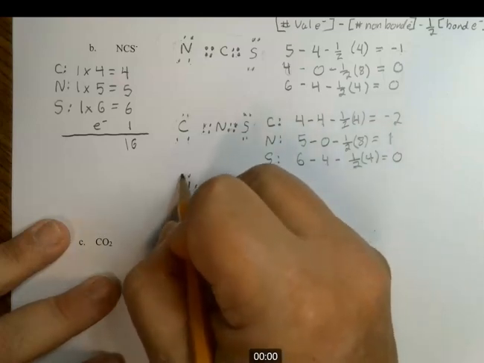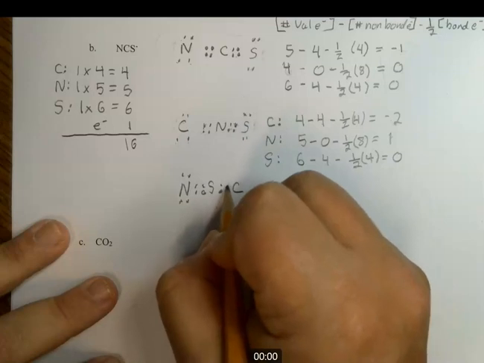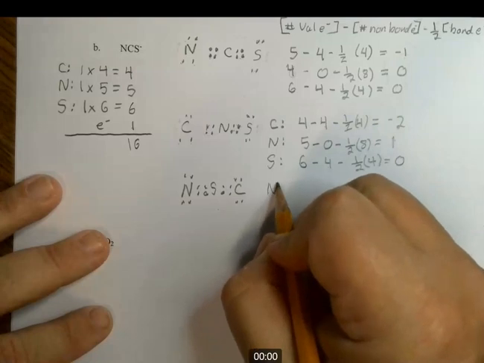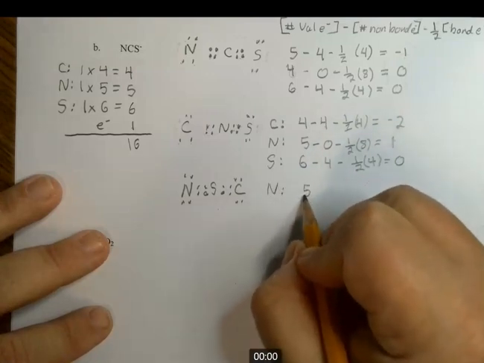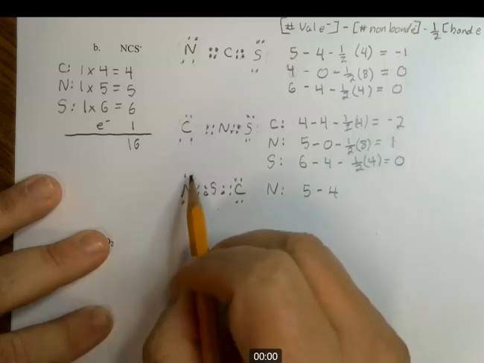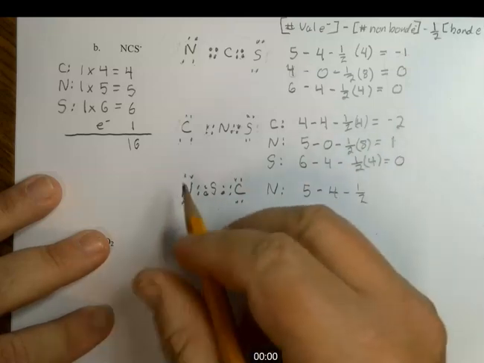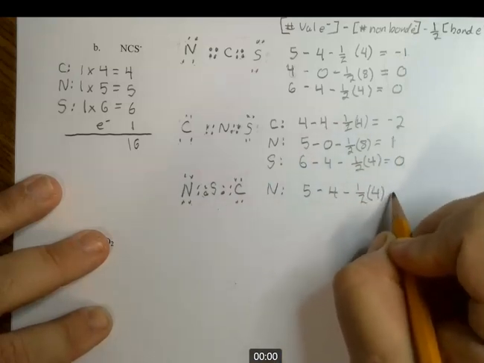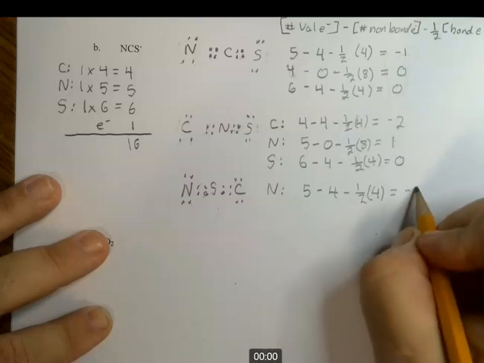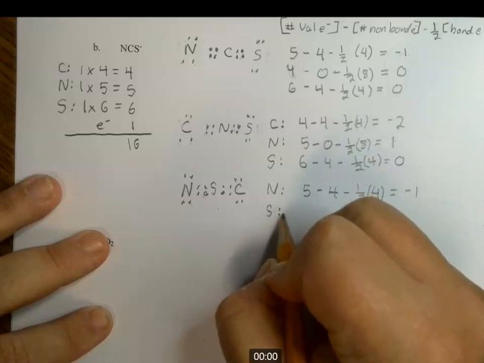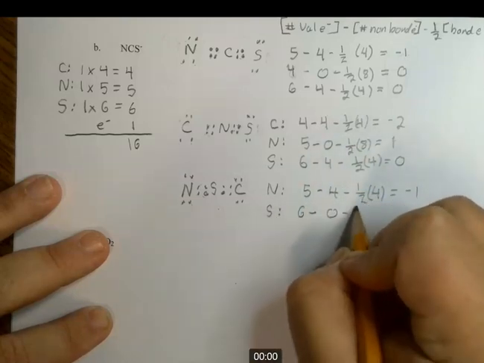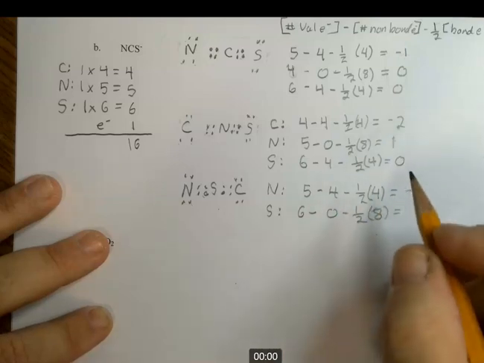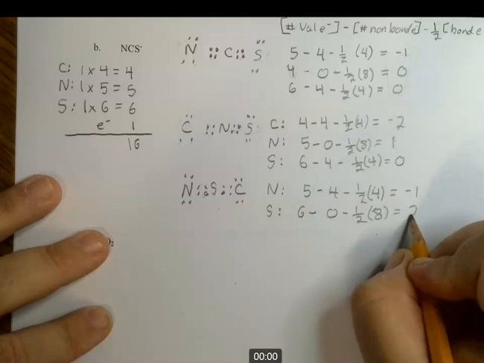And we know we're going to end up with the same configuration. Okay, so let's go ahead and do this one, nitrogen. Minus 4 non-bonding, minus 1/2 of 4 bonding. It's -1. Sulfur's next. There aren't any non-bonding. And there's 8 bonding. And that's going to give us a +2.